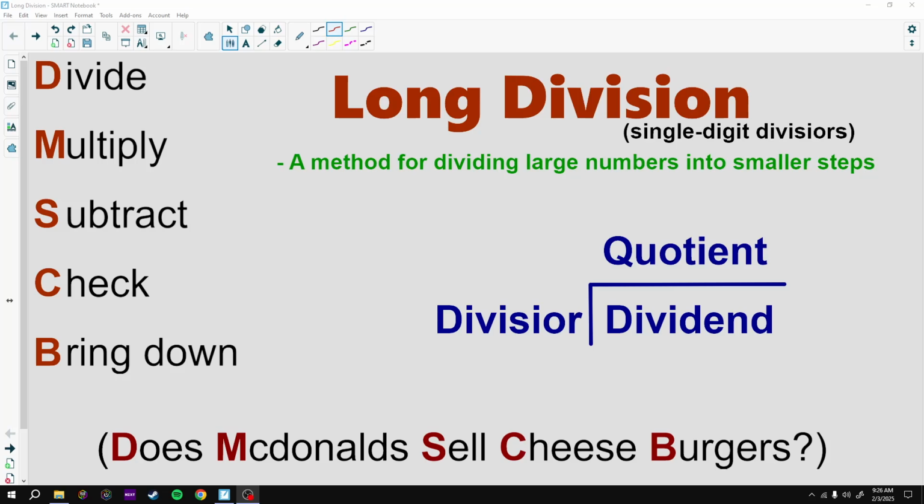Today we're looking at long division, which is a method for dividing larger numbers into smaller steps. Our steps today are divide, multiply, subtract, check, bring down. Don't worry, I'll walk us through all those steps. A fun way of remembering that is: does McDonald's sell cheeseburgers? All right, let's get started.